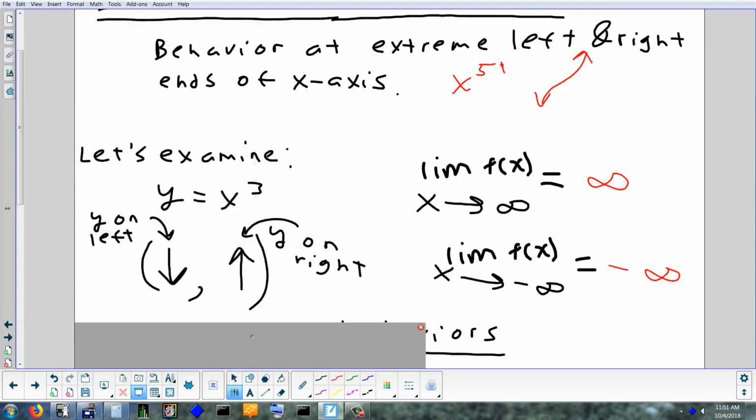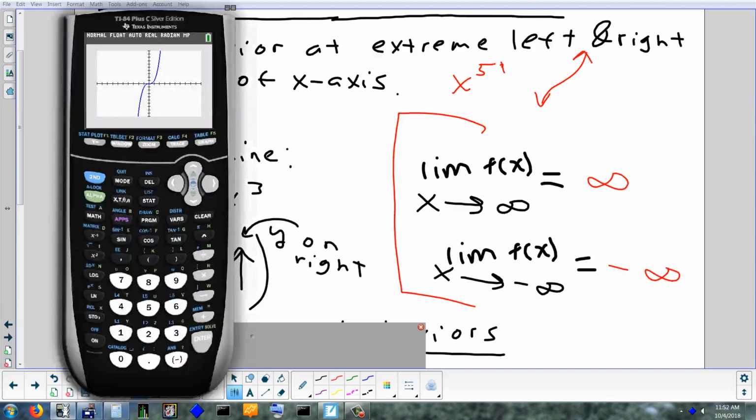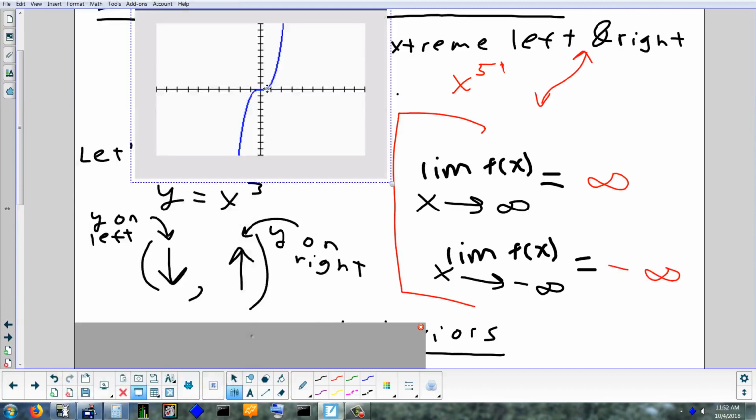So another way you can describe what we just said is with these arrows. The arrow on the left tells you which way the graph is going on the left side. It's going down. The arrow on the right tells you which way the graph is going on the right. It's going up. So you have up or down for the first arrow, up or down for the second arrow. So how many different combinations could you have? This is one of them.